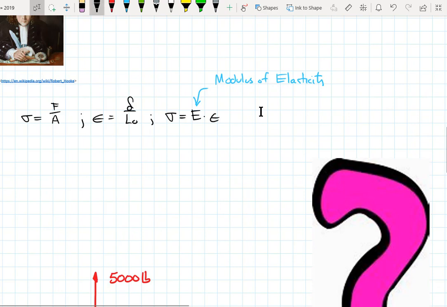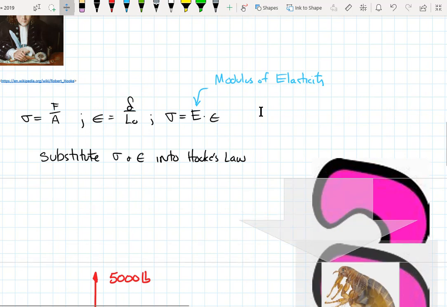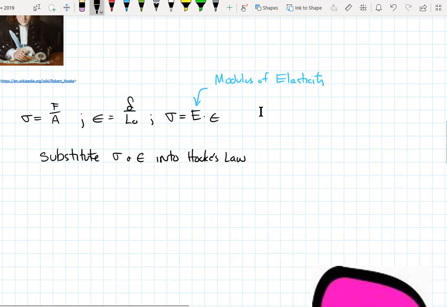So if I substitute sigma and epsilon into Hooke's law, then I get sigma is F over A. So, well, here's Hooke's law. Sigma equals E times epsilon. F over A for sigma. And technically, remember, that's the A naught here, but we won't worry with that. We're going to assume that we don't track the changing cross-sectional area of things.